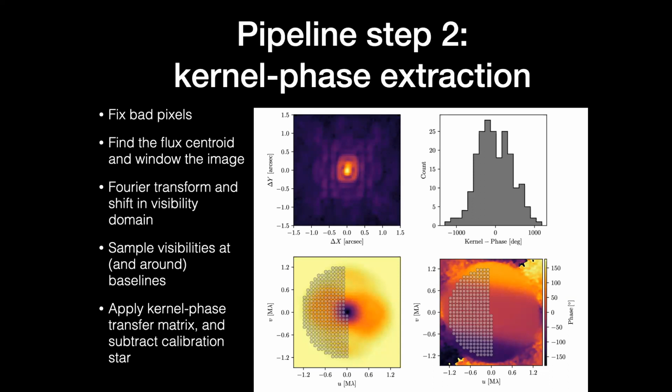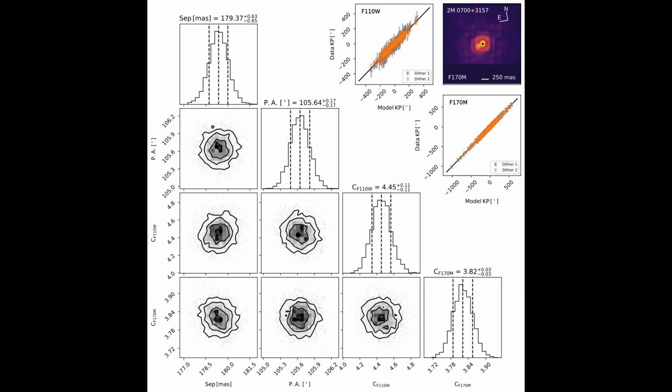So this is an example of, again, a pretty obvious binary here, 180 milliarcseconds. So that is about lambda over D. You can see that it's right at that first diffraction ring, the companion. And I'm fitting these kernel phases with a pretty simple binary model that is just the separation, the position angle on the sky, and then the flux ratio, the contrast ratio, in this case in 2 different filters, F111W and F170M. So these are about 1 and 1.7 microns in wavelength, so near infrared.